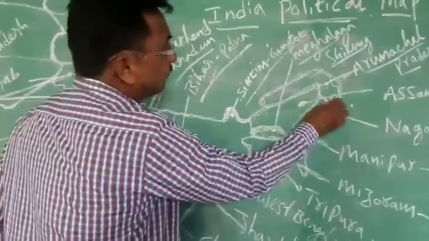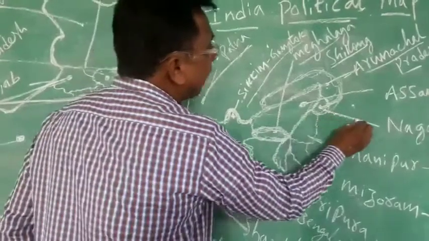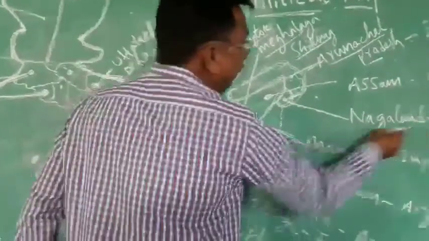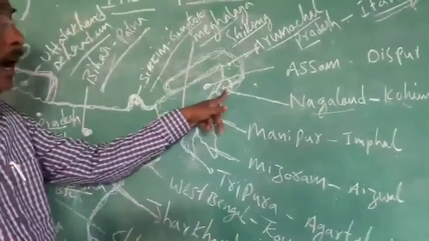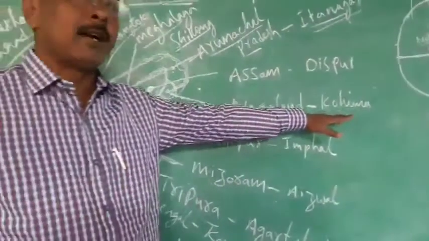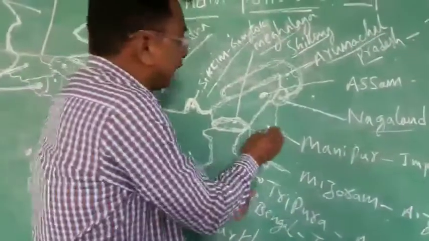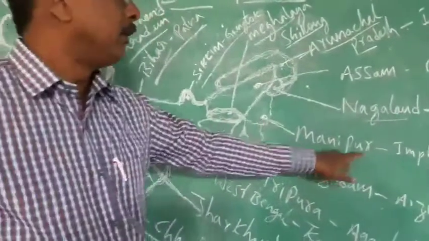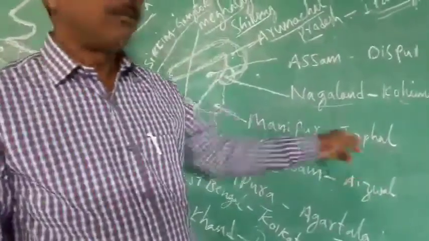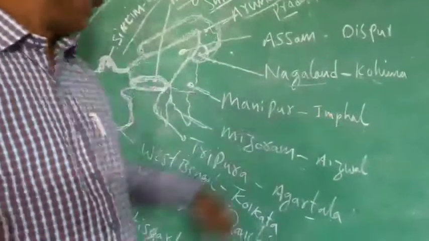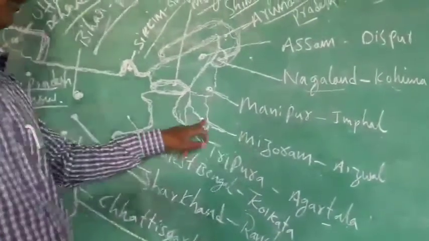And after this, you see here, this is Nagaland, Kohima. Nagaland, Kohima capital. And down of Nagaland, another one, Manipur, Imphal. So you see, Manipur, Imphal. Next you see here, another one is there, Mizoram.